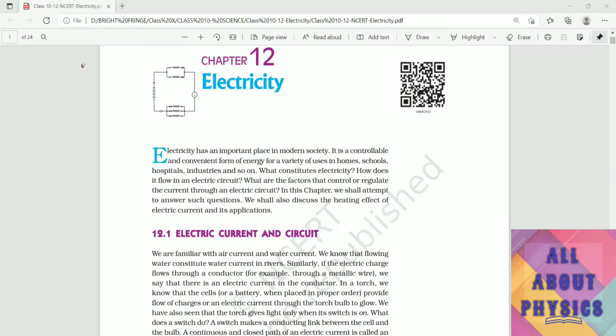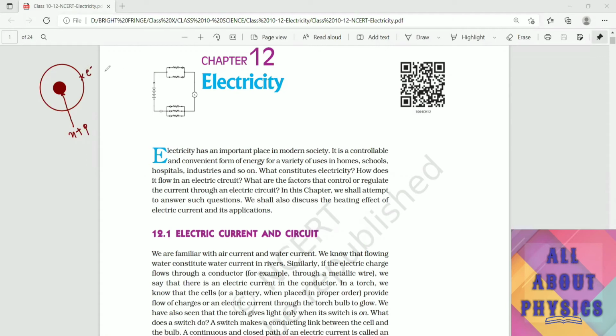See, in an atom, the nucleus is present at the center, right? Nucleus is present at the center where neutrons and protons are present. So neutrons and protons are present inside the nucleus of an atom, right? And electrons revolve around the nucleus in specified orbits called energy shells.